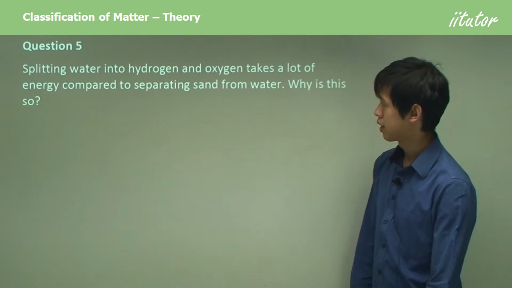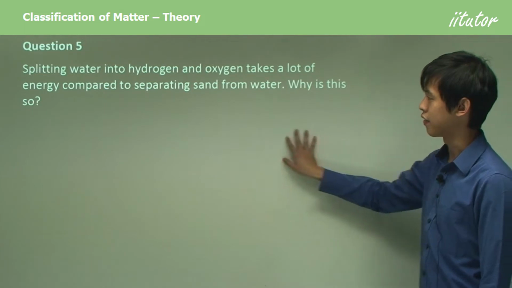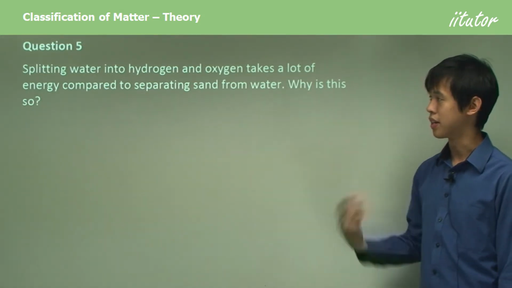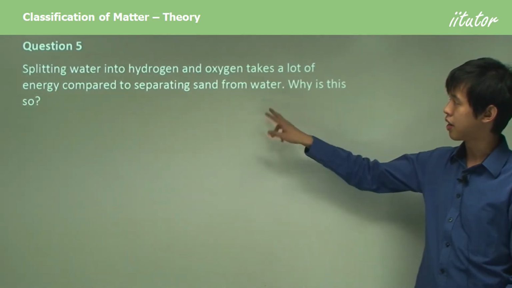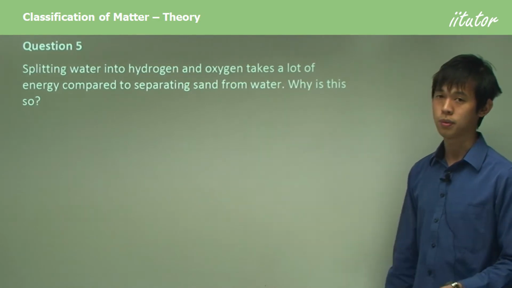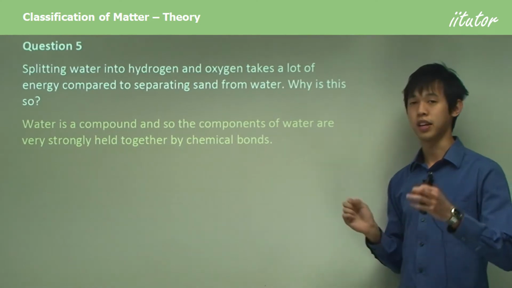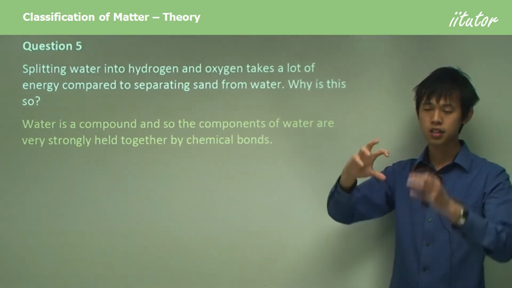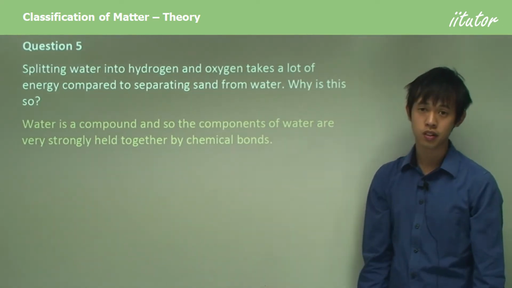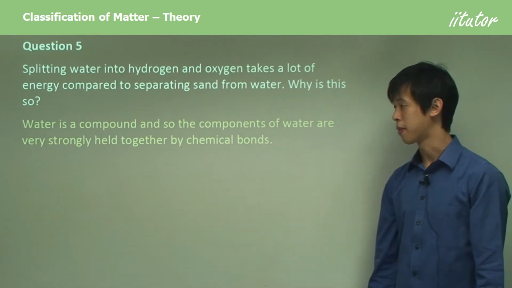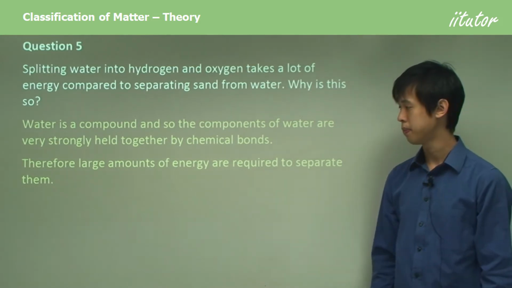Okay? Question 5. Splitting water into hydrogen and oxygen takes a lot of energy compared to separating sand from water. Why is this so? If we were to split water into hydrogen and oxygen, it takes a lot more energy than just separating sand from water. Well, the reason is water is a compound. Components of water are very strongly held together by the chemical bonds in the water molecule. So in the water molecule, the oxygen is bonded to the hydrogens by very strong chemical bonds. So that's why it takes a lot of energy to separate. So we need a lot of energy just to separate these bonds.